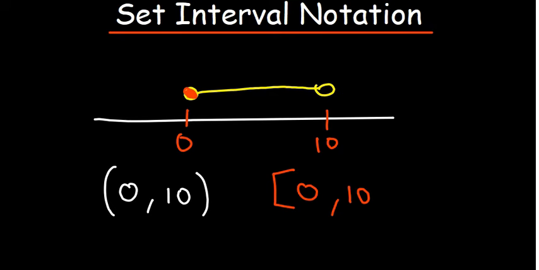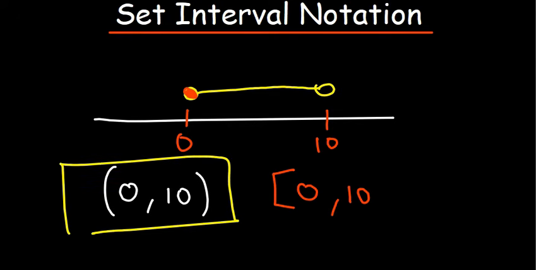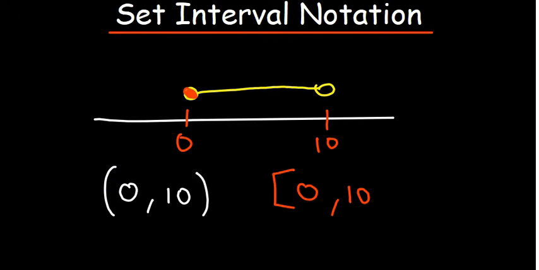So if you have such a set, it means 0 and 10 are not members of the set. Now in this other one, it means 0 is a member, but 10 is not. But all the real numbers between the two are members of the set. Under set interval notation, they expect you to be able to present a set on a number line, as well as present it using this notation.